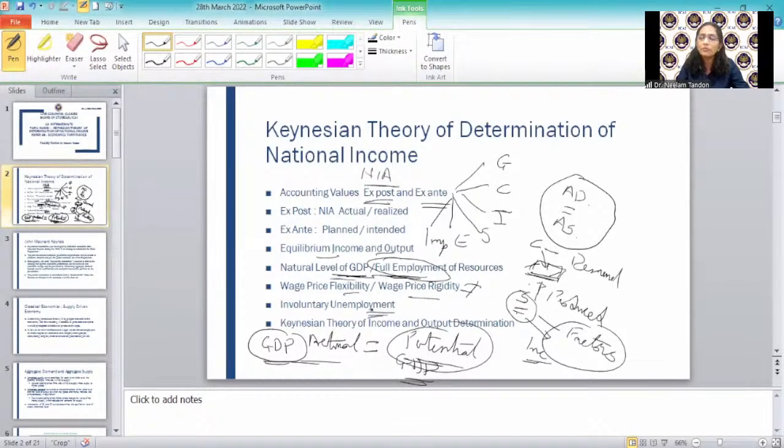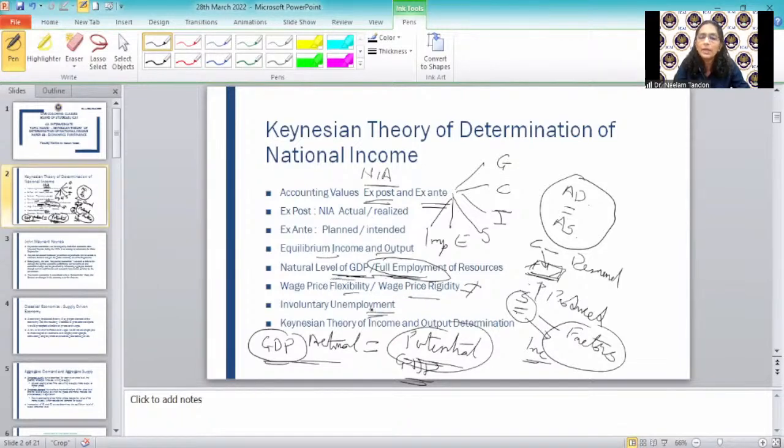So when you are at full employment, your economy is at the stage of full employment. That means there will be no involuntary unemployment. People who want to work will be getting jobs. Not only do they want to work, but they have requisite skill also. Okay, so they will be getting jobs. So what's the takeaway here? At full employment, there is no involuntary unemployment. So voluntary can be there, but involuntary won't be there at the full employment level. Okay. Then the next is Keynesian theory. This chapter is about the Keynesian theory of determination of income and of national income.